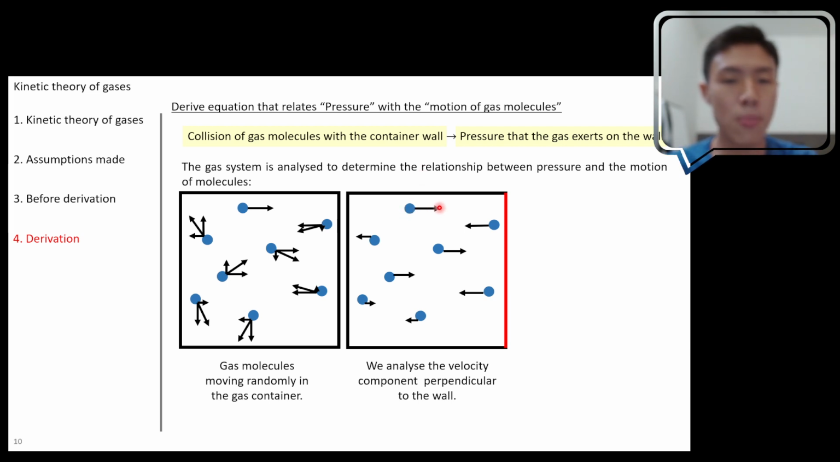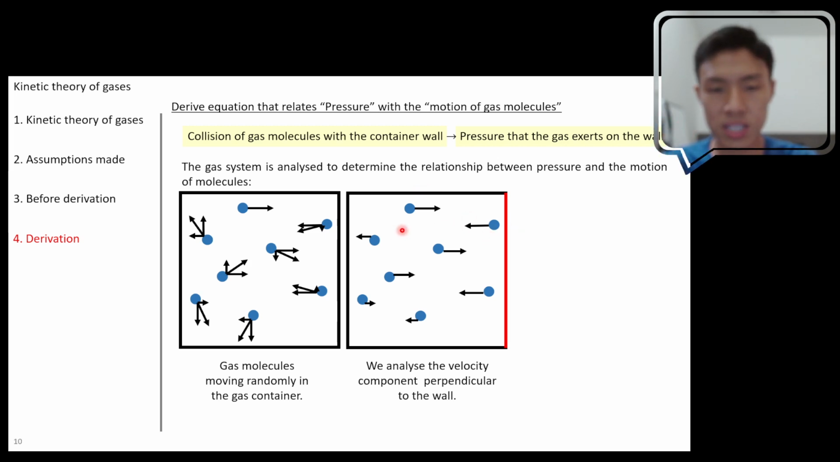Only those that are perpendicular, going to the left or going to the right, will contribute to the molecules hitting the wall. So we are going to ignore those components of velocity such as up, down, or front, back that are irrelevant to this collision with this wall. We only consider those velocities that are relevant to the gas molecules hitting this right wall. Once we have ignored the components of velocity that we don't want to study, we only focus on those that we are interested in.